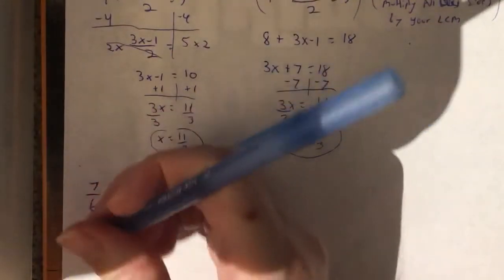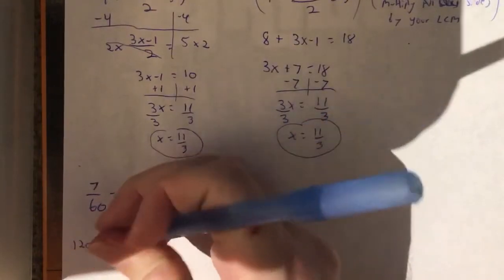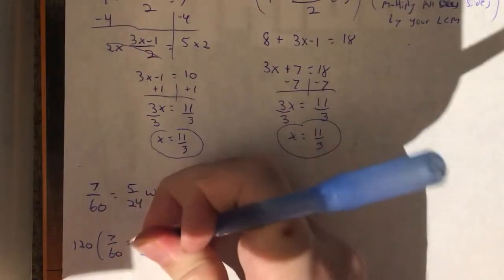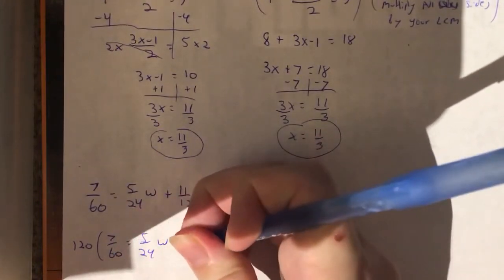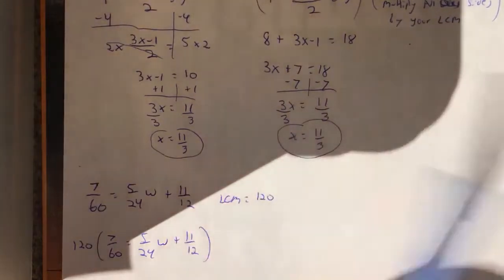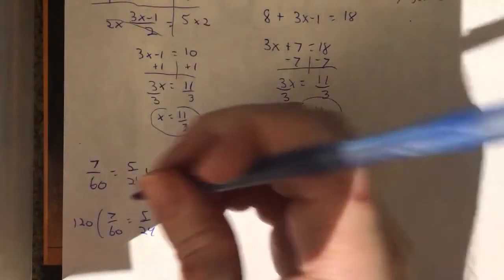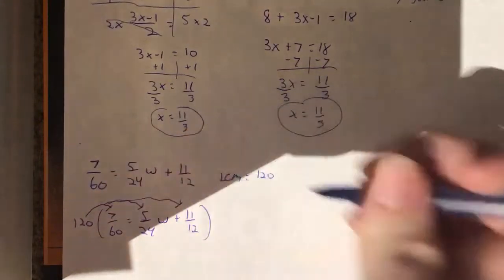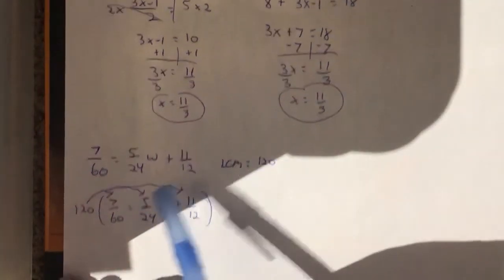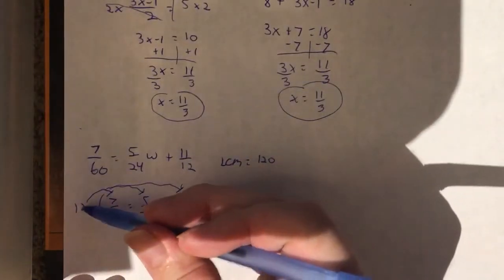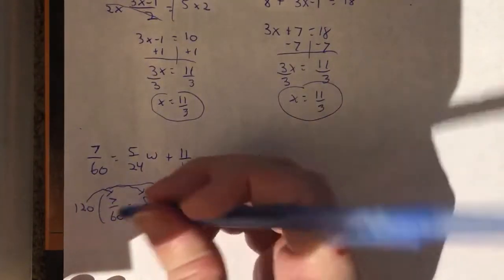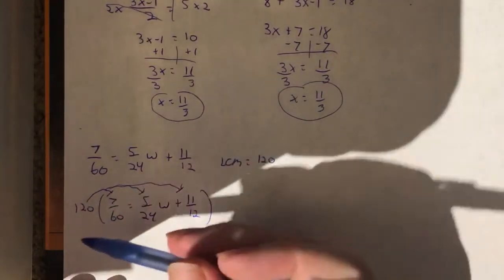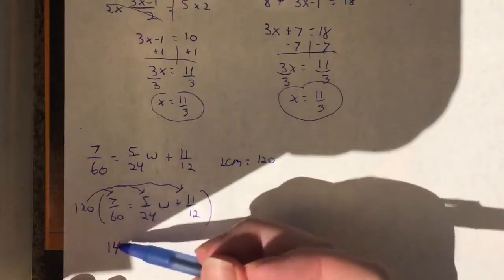So all I'm going to do is multiply everything by 120. So I'm just going to rewrite this out again. So I'm going to multiply everything by 120. So I have to distribute the 120 to each piece. And you must do it to everything. So 120 over 60 is really just 2. So now it just becomes 2 times 7. That's 14. Or you could just do 120 times 7 over 60 on your calculator. You get 14.